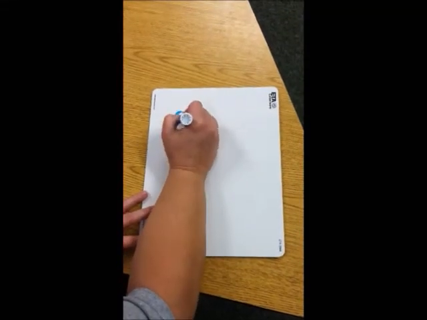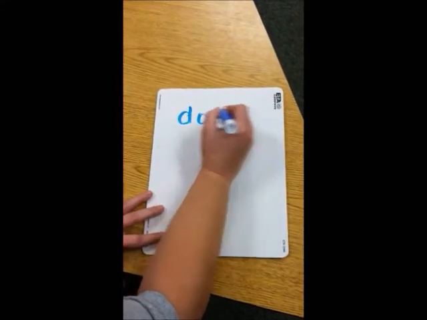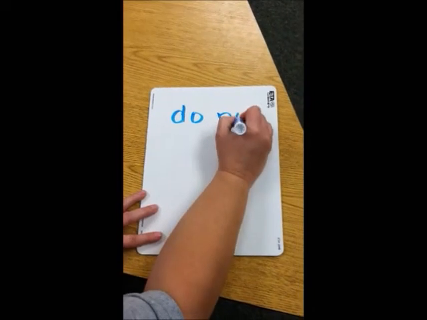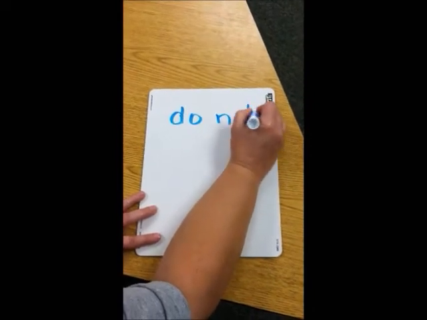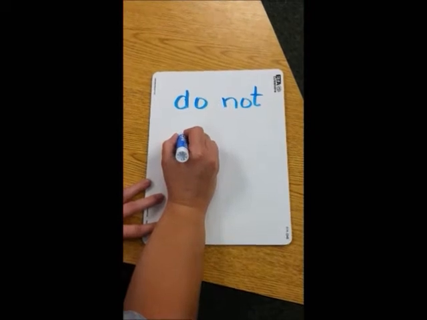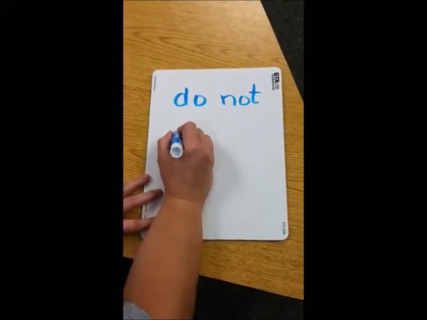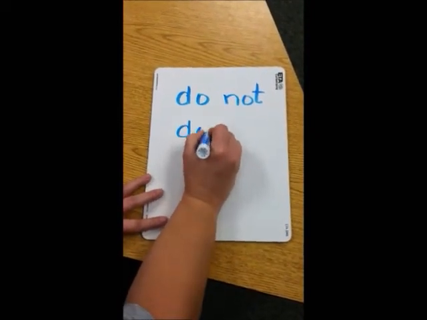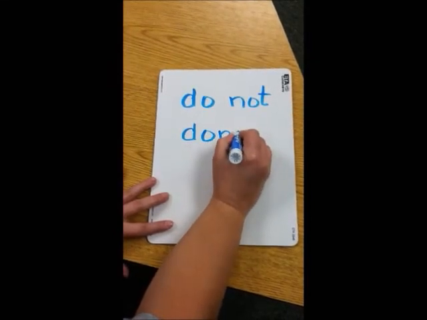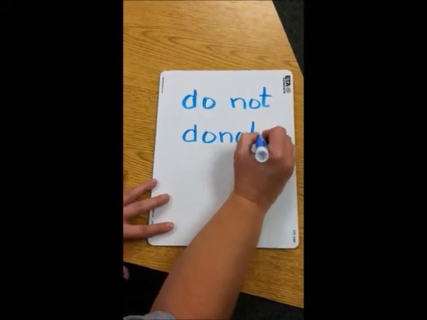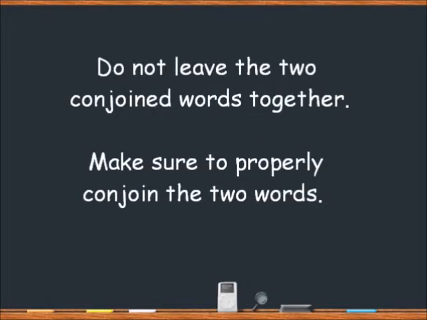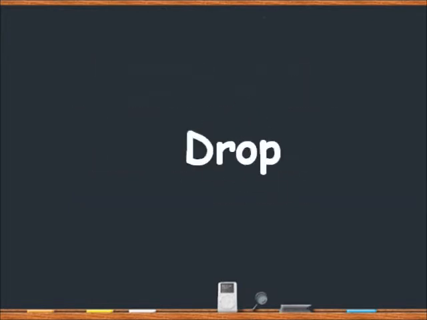First, we will use the words do not as an example. We will write do not out as two separate words. Next, we will combine the two words together. It will look like donut. We want to make sure that we do not leave the two words joined together and make sure that they are properly joined together.